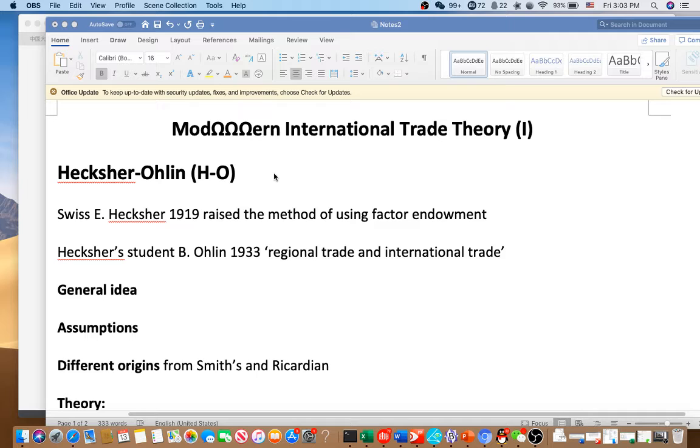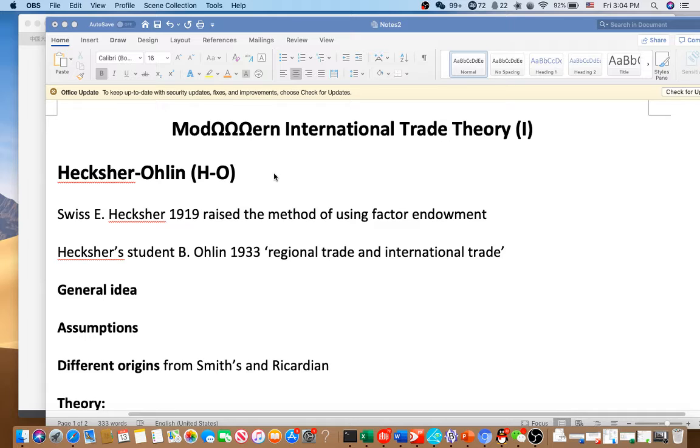The general idea of Heckscher-Ohlin's theory is that each country should exert its advantage in factor abundance. This theory relies on assumptions that are almost the same as Ricardian, but with a different origin. That is, with the same factor productivity, it explains the product cost difference from other perspectives.